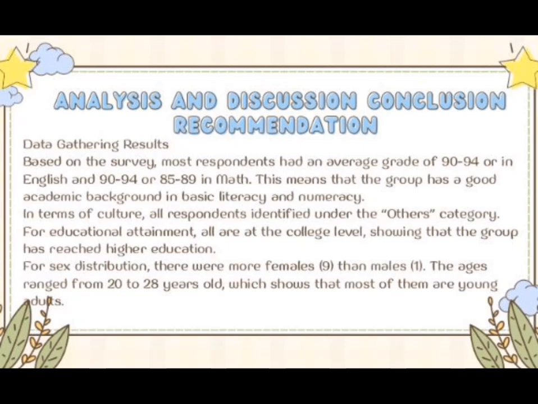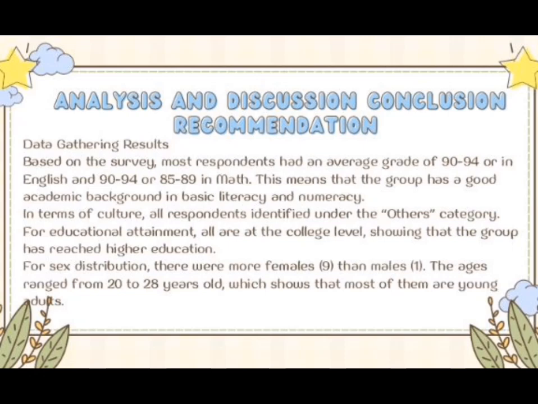Most respondents had an average grade of 90 to 94 or 85 to 89 in English, and 90 to 94 or 85 to 89 in math. This means that the group has a good academic background in basic literacy and numeracy. In terms of culture, respondents identified under the others category. For educational attainment, all are at the college level, showing that the group has reached higher education. For sex distribution, there were more females than males.